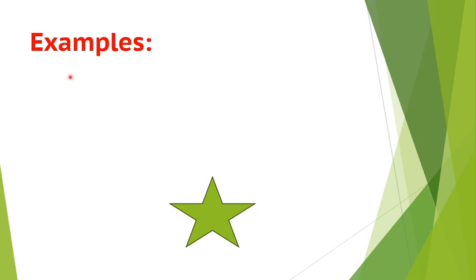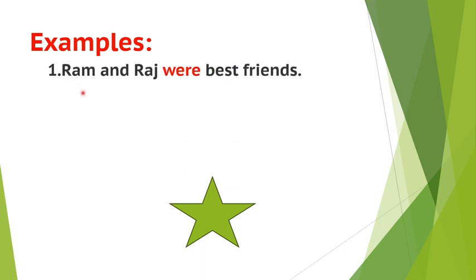Examples. Let's talk about a few examples to understand the use of were. Example number 1. The sentence says Ram and Raj were best friends. Ram and Raj, two persons, and this is a plural noun. With plural noun what do we use? Were. So we will say Ram and Raj were best friends.